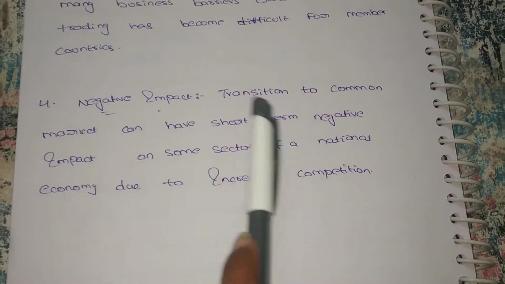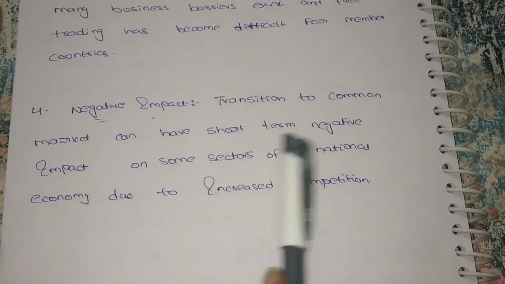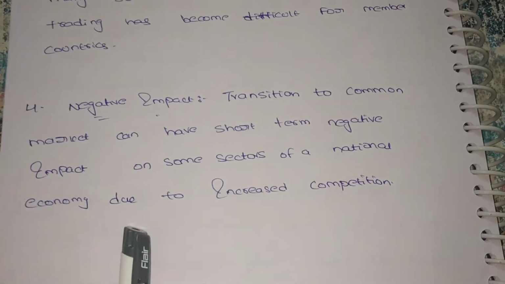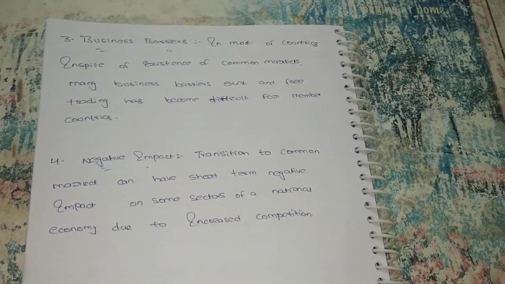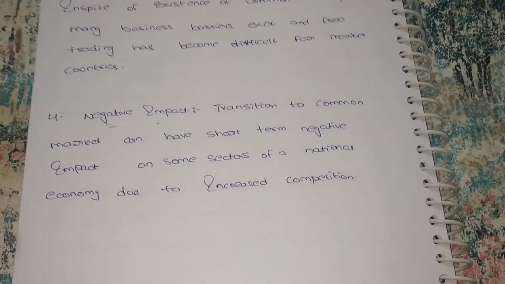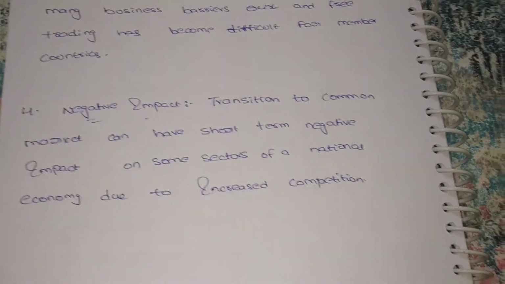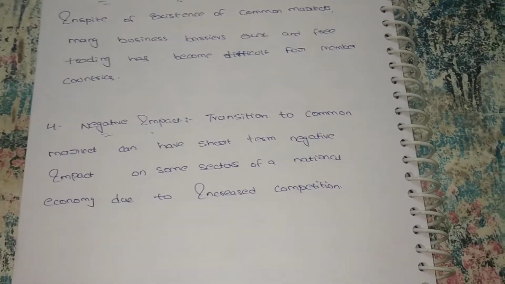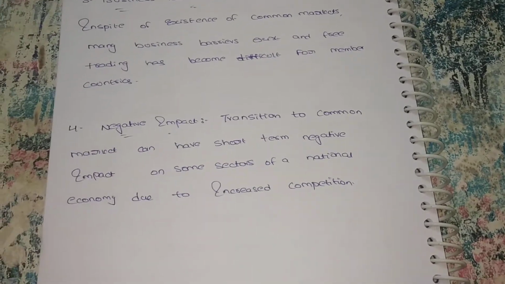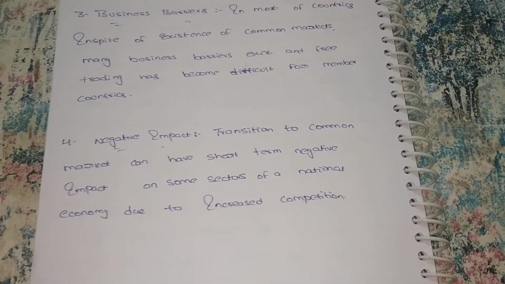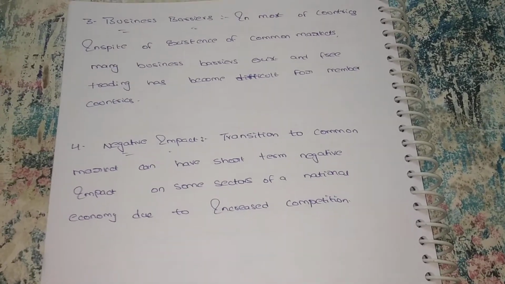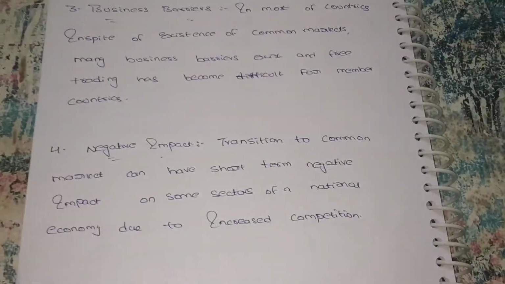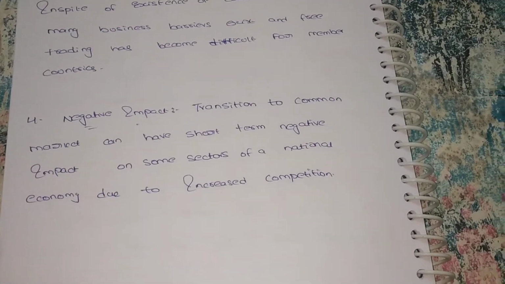Next, negative impact. Transition to the common market can have a short-term negative impact on some sectors of the national economy due to increased competition. Suppose some countries come and form a common market for enjoying the advantages of free transfer of goods and services, but they have to face increased competition. When compared to the other countries, they are unable to take this competition. So the home products, the goods produced in those countries, may suffer losses. So we can say it is also one of the disadvantages. These are all the disadvantages of the common market.